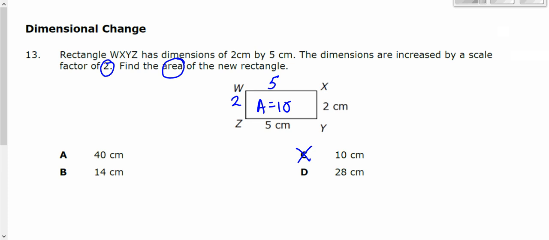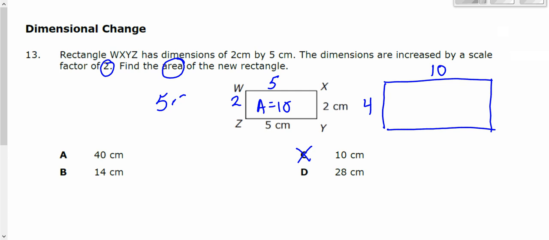Multiplying by a scale factor of 2 means that my new rectangle is going to have a size of 4, and it's going to have a size of 10. So here we did 5 times 2, or base times height, to find the area. Here we're going to do 10 times 4, or 4 times 10, base times height to find the area. So my area here is 40. So A is my answer, but let's look at what it multiplied by.